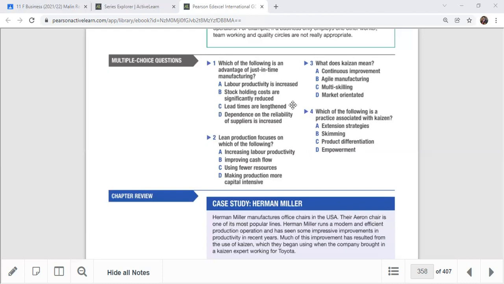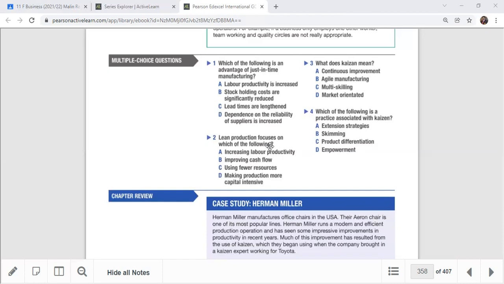Question number 3. What does Kaizen mean? A, continuous improvement. B, agile manufacturing. C, multi-skilling. D, market-oriented. Yes, this time 7 students gave the correct answer. Correct. A is the correct answer. Continuous improvement. Very good. Last question.